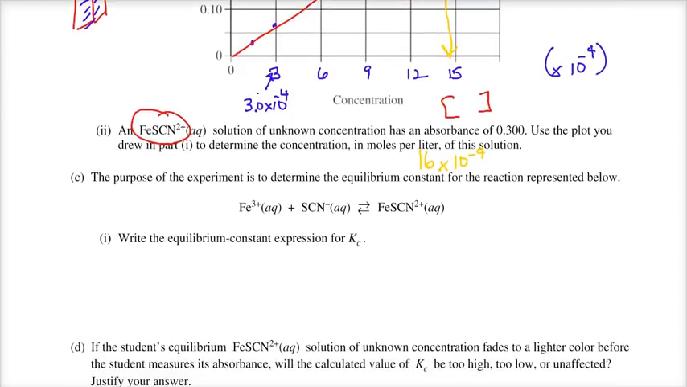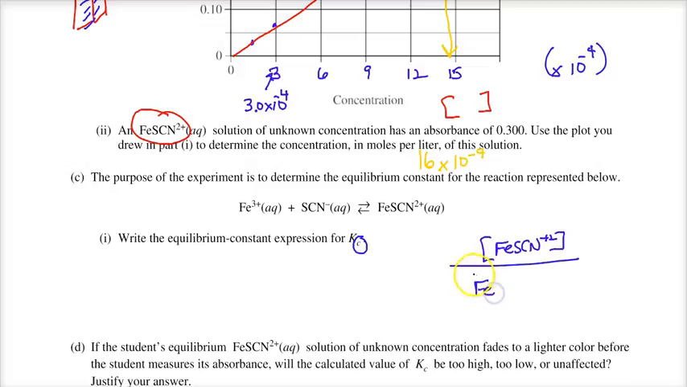Write the equilibrium expression. We haven't done a lot of this, but I left it anyway because it's a lot of fun. Kc is like any Keq. It's what? Products over reactants. The product is FeSCN2+. Products over reactants.